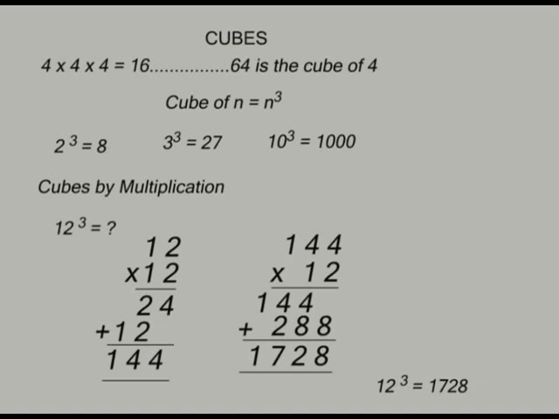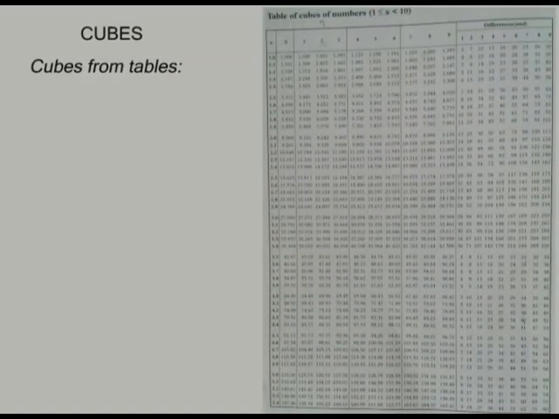In modern mathematics, we use mathematical tables. Mathematical tables of cubes of numbers look similar to those of squares, and we read the tables the same way we did with squares and square roots.